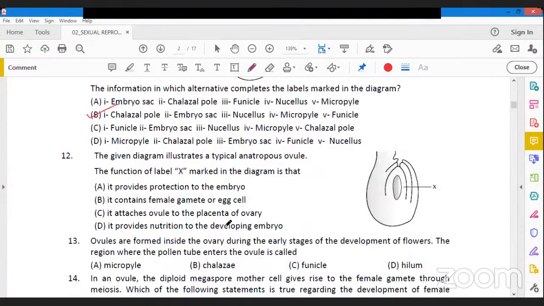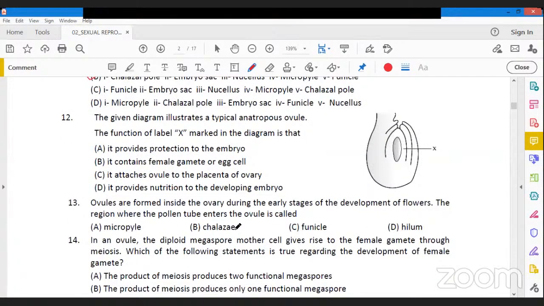Next, the given diagram illustrates a typical anatropous ovule. The function of label X marked in the diagram is that of what? What is marked X here? It is the nucellus. So what does it do? It provides nourishment to the developing embryo. Protection is given by the integuments. The female egg cell gamete is found in the egg. It attaches the ovule to the placenta of the ovary. Wrong. So D: it provides nourishment to the developing embryo. Done. So remember this.